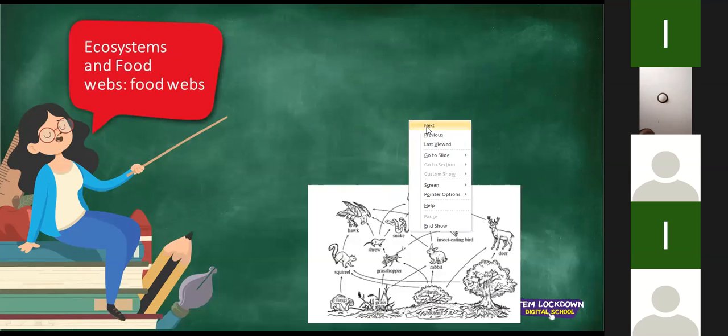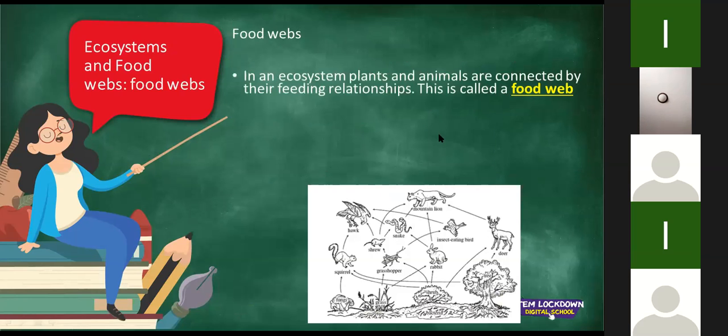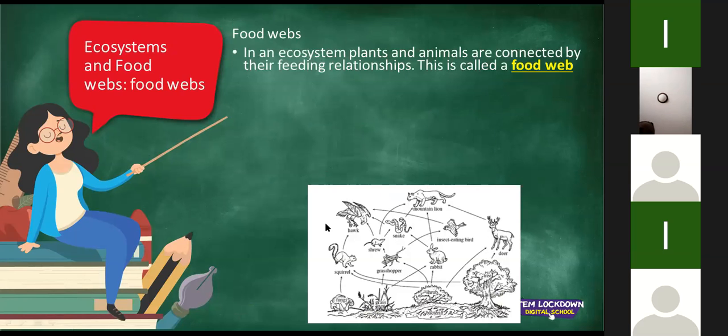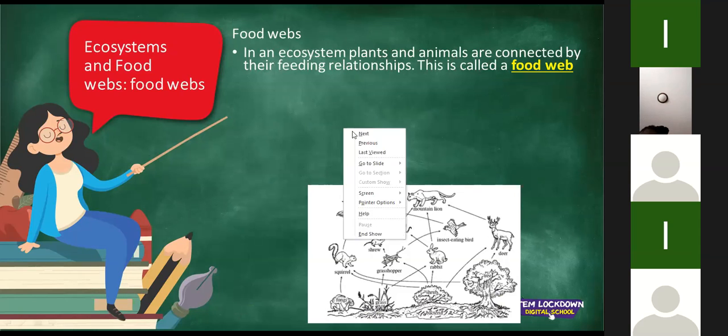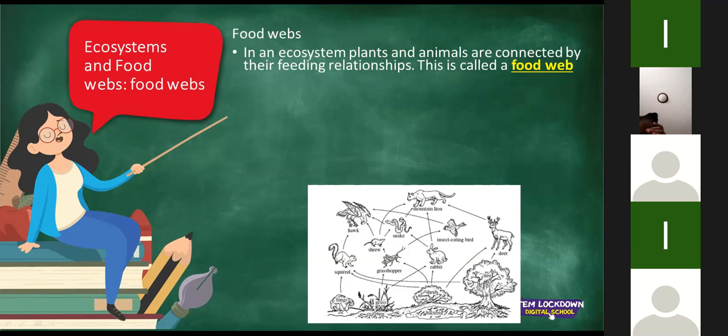All right, now food webs. What exactly are food webs? In an ecosystem, plants and animals are connected by their feeding relationships. Now, this is called a food web. You can give me an example of a food web, just a very simple food web. Just type the answers in the chat to tell me what is an example of a food web. Anybody can give me an example of a food web.